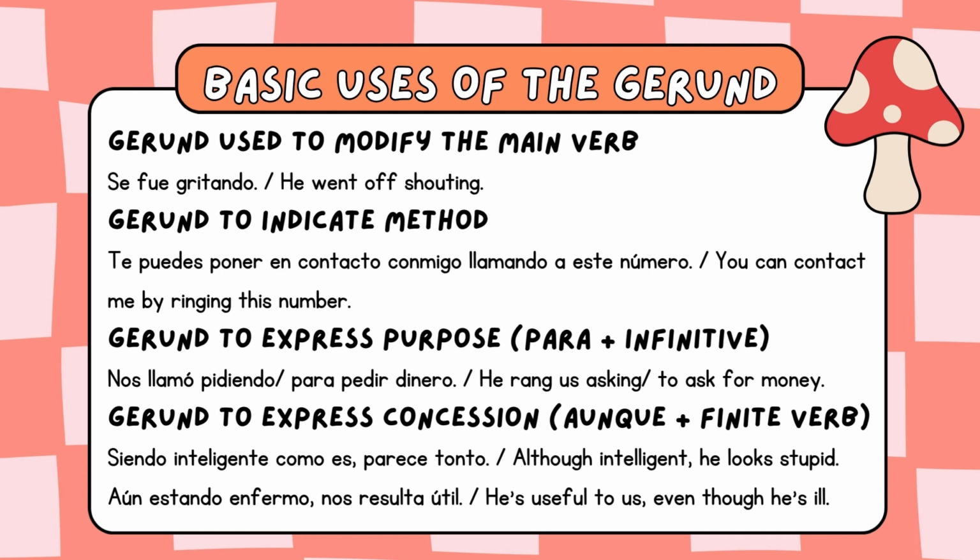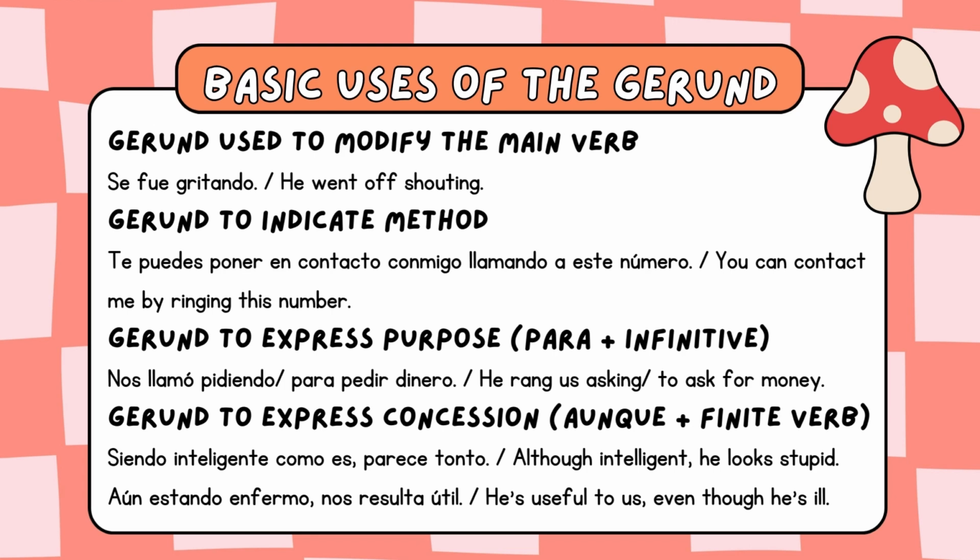Also, when we consider the gerund to express purpose, in Spanish we will have para plus the infinitive. This construction occurs with verbs of communication. For example, nos llamó pidiendo or para pedir dinero. He rang us asking or to ask for money.